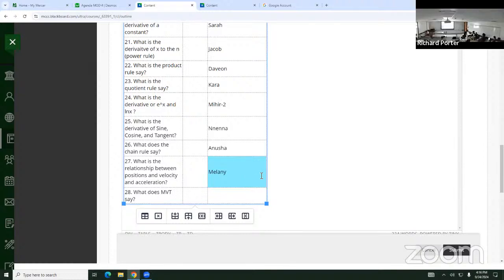Melanie, what's the relationship? Last time I only asked you about the relationship between position and velocity, but you can almost tell me what the answer is to the next part. What's the relationship between position and velocity? The velocity is the... what have you been doing all along? These are applications of what?